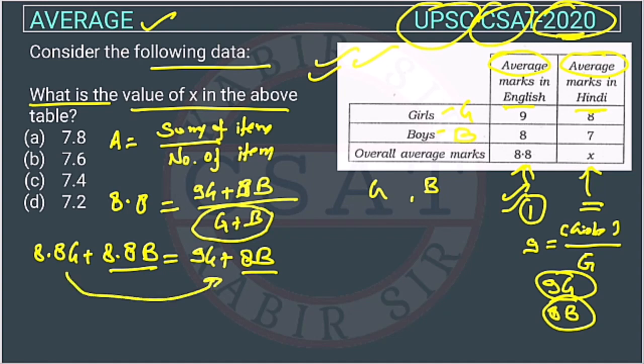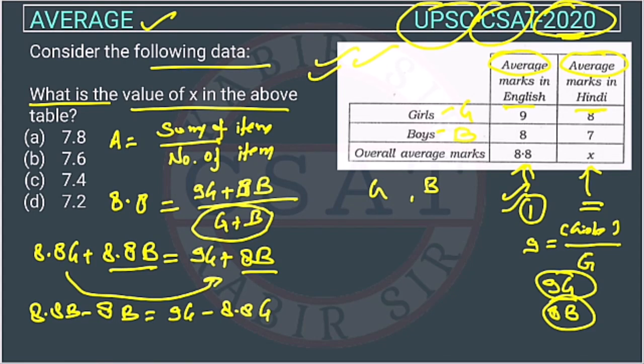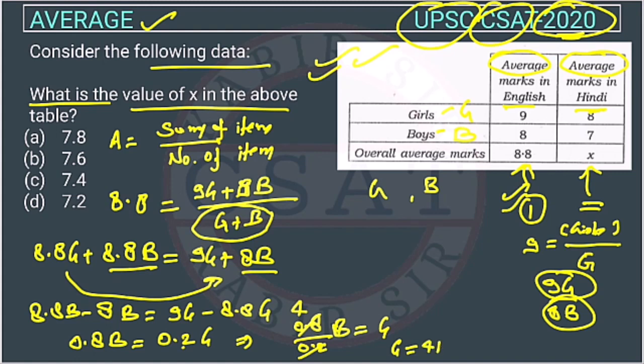So we will bring this B here and we will take this G this side, right? So it will become 8.8B minus 8B is equal to 9G minus 8.8G. So this will be 0.8B is equal to 0.2G, right? Or you can say B upon G is equal to 0.2 upon 0.8. So this will cut it 4 times. So G is equal to 4B, right?